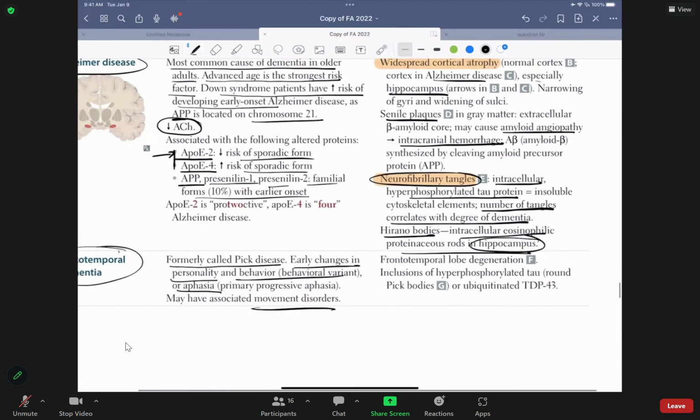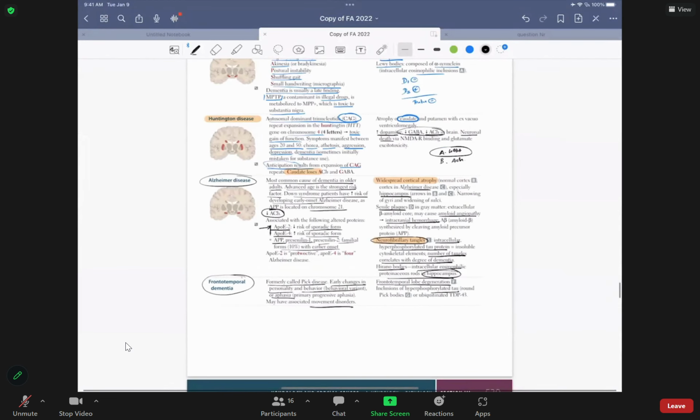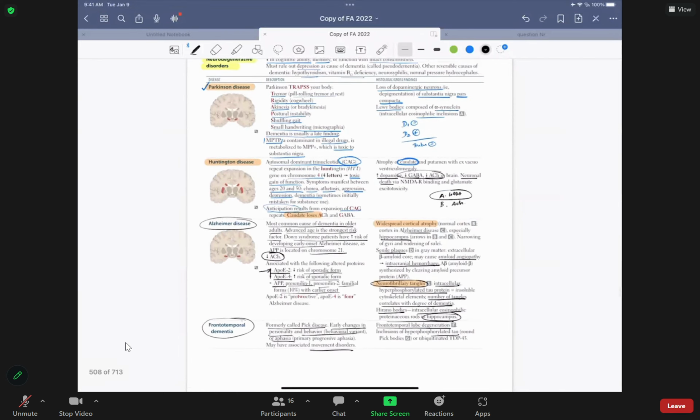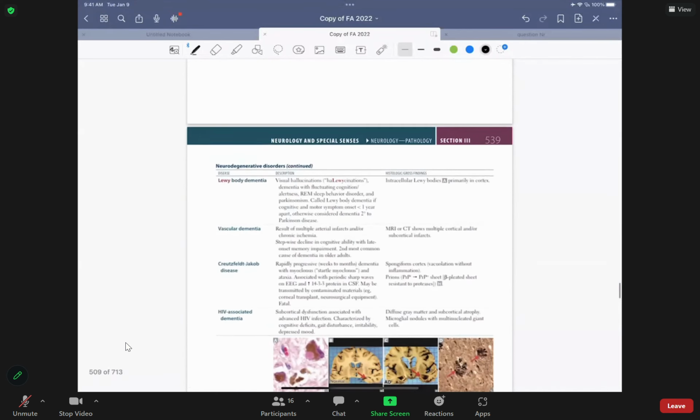Okay. Frontotemporal lobar degeneration. That means in this particular disease, only the frontotemporal lobes are affected, nothing else. There are some inclusions, tau protein, Pick bodies. Okay. So that's frontotemporal dementia. Are we clear, folks? Okay, let's continue.